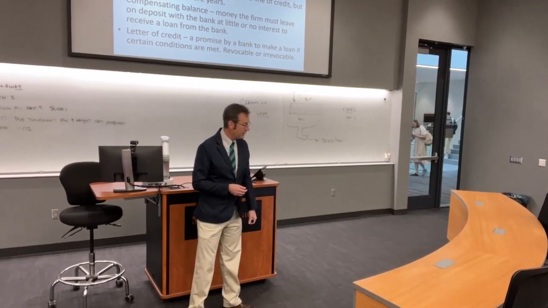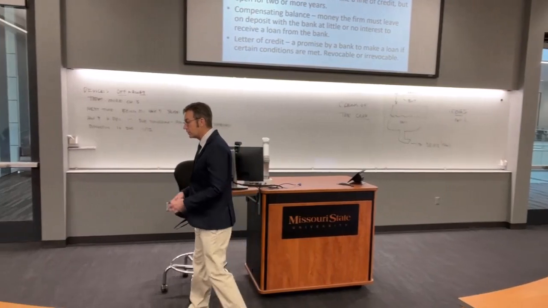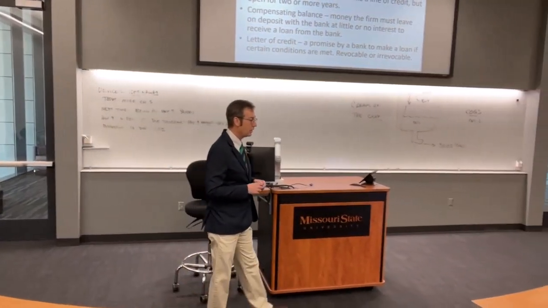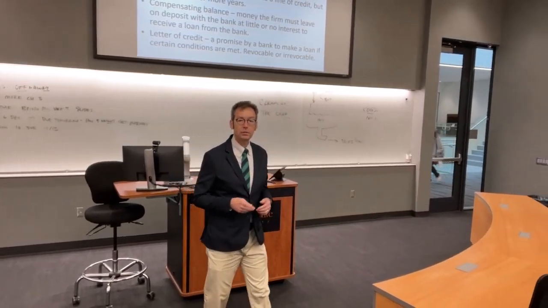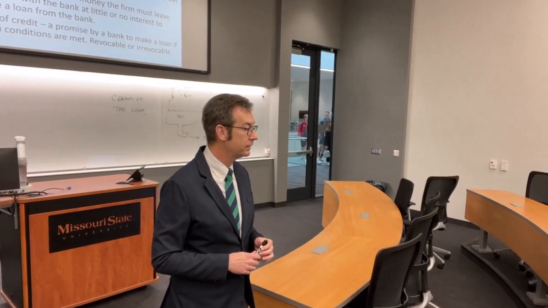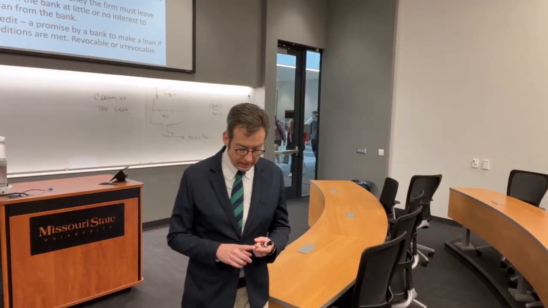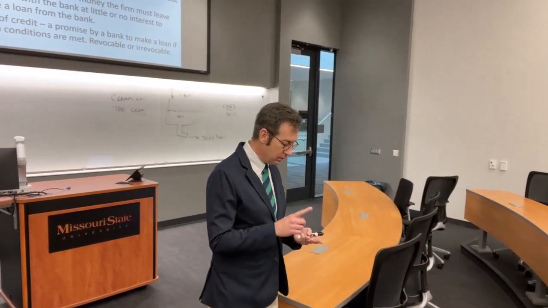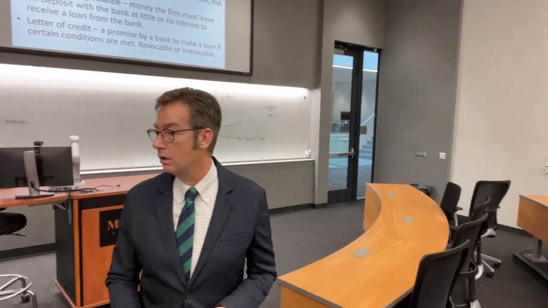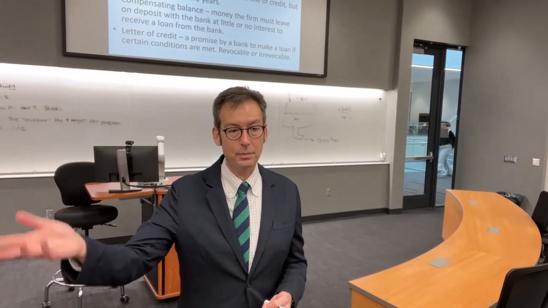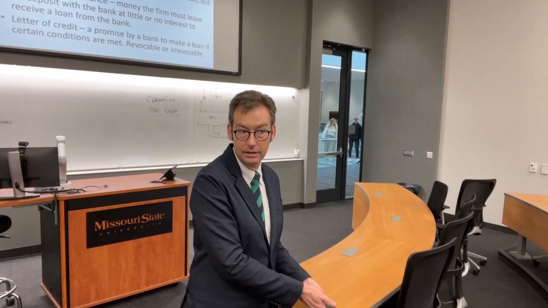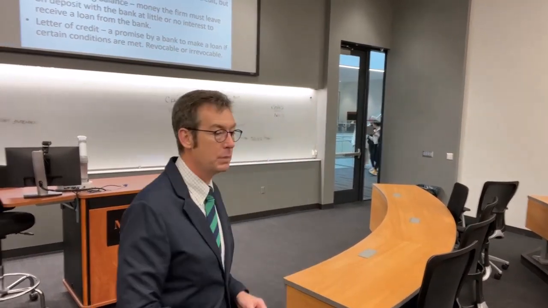And then finally we have the letter of credit, which is a promise by a bank to make a loan if certain conditions are met. So typically where we see letters of credit would be import-export stuff, and basically that if the goods are delivered and inspected by a third party, then we will loan the Mud House coffee shop the money to go ahead and buy those beans. And so that's how letters of credit would typically work.